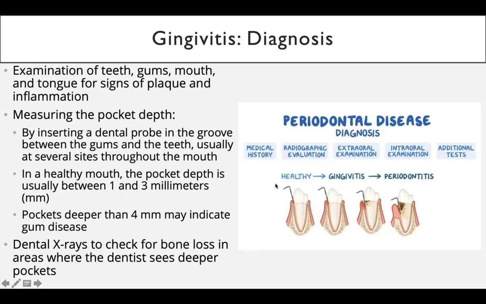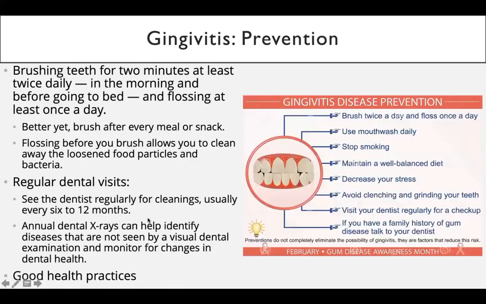You see plaque development intraorally, you examine the tongue, the mouth, and gums for inflammation. Then you measure the pocket depth. If it is 1 to 3 millimeters, healthy. If more than 4 millimeters, gingivitis and gum disease. And then you check with an X-ray.